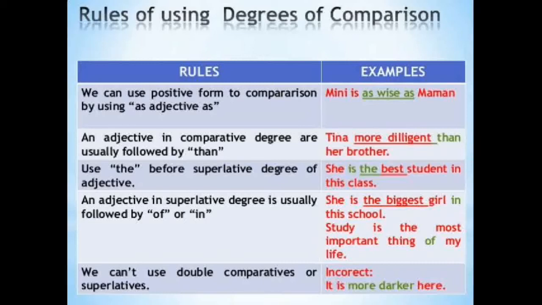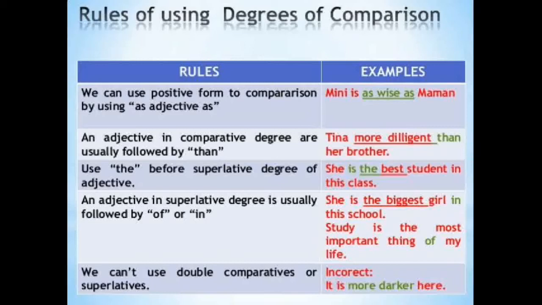Use the before superlative degree of adjective. Before superlative degree, we always have to add the word the. An adjective in superlative degree is usually followed by of or in. After superlative degree, we have to add the word of or in.